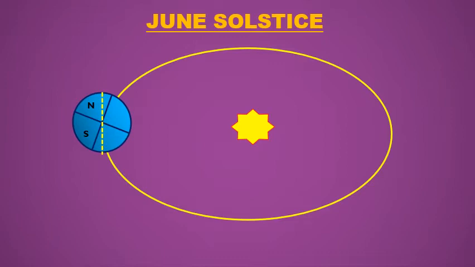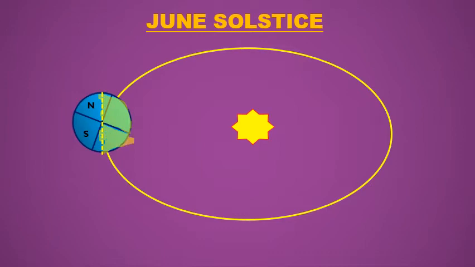Now, as we can see in this situation, a larger portion of the northern hemisphere of the Earth is receiving the sunlight in the month of June, or during the June solstice. So, we see that a larger portion of Earth is receiving the sunlight in the northern hemisphere, while in the southern hemisphere, a very small portion is exposed to the sun's light.